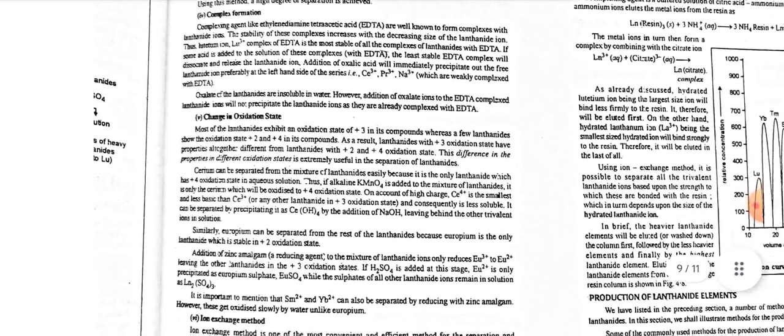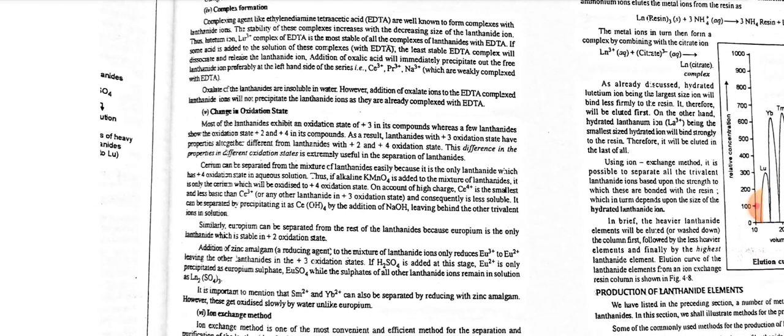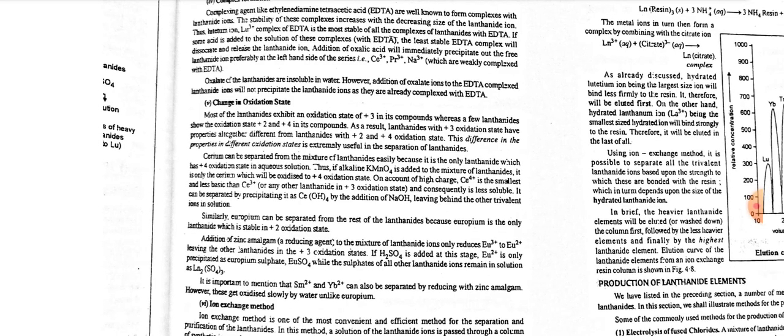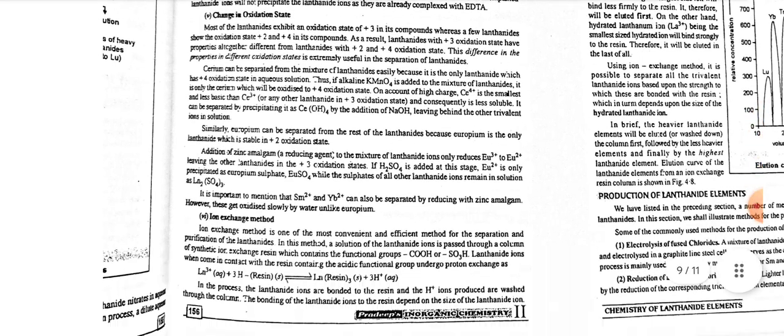Change in oxidation state. Most of the lanthanides exhibit an oxidation state of +3 in their compounds, whereas a few lanthanides show the oxidation states +2 and +4 in their compounds. As a result, lanthanides with +3 oxidation state have properties altogether different from lanthanides with +2 or +4 oxidation state. This difference in properties in different oxidation states is extremely useful in the separation of lanthanides.